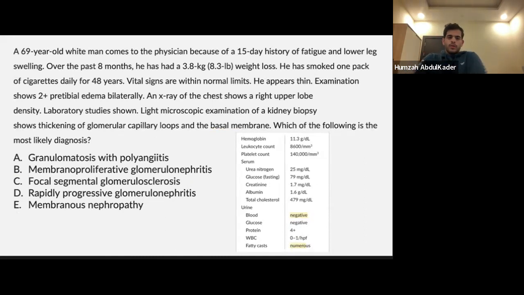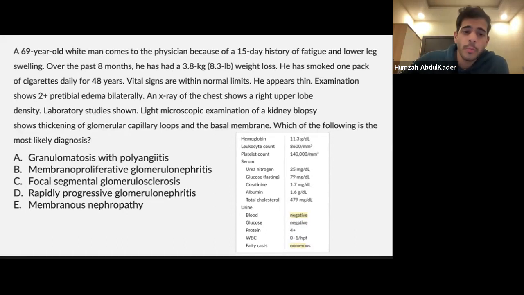Okay, let's go over the question. A 69-year-old white man comes to the physician because of a 15-day history of fatigue and lower leg swelling. Over the past 8 months, he has had a 3.8 kilogram weight loss. He smoked 1 pack of cigarettes daily for the past 48 years. Vital signs are within normal limits. He appears thin. Examination shows 2+ pretibial edema bilaterally. An X-ray of the chest shows a right upper lobe density.